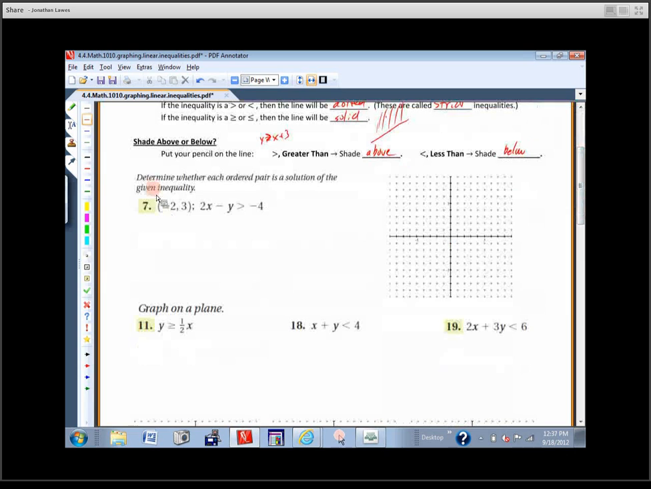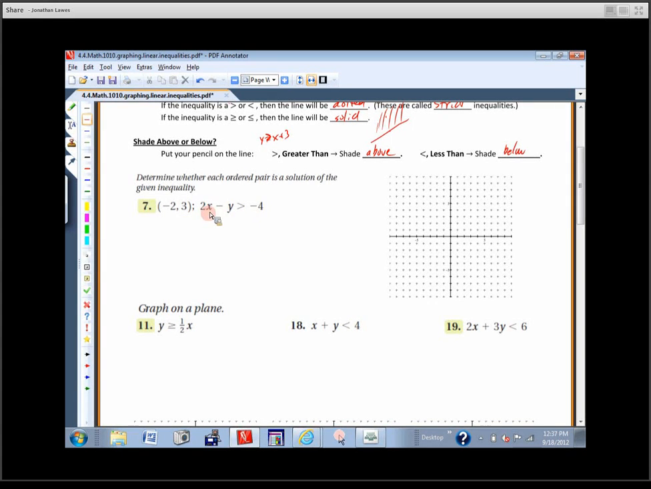For this first problem right here, it says determine whether each ordered pair is a solution of the given inequality. Now, I'm actually going to graph this on the xy plane. We're going to plug this in in just a second and see whether or not it's a solution, but we're also going to do this graphically. So, I usually put these into slope-intercept form.